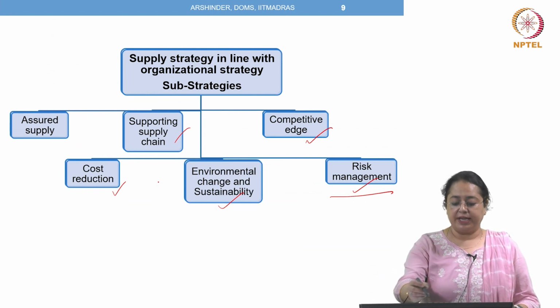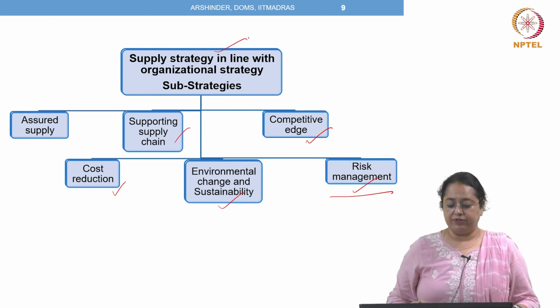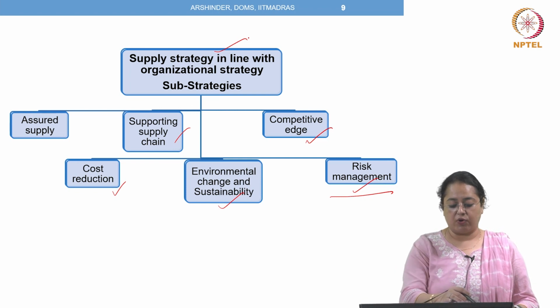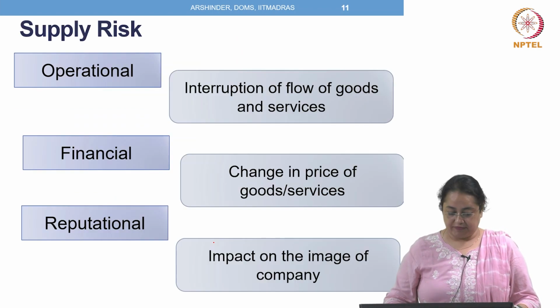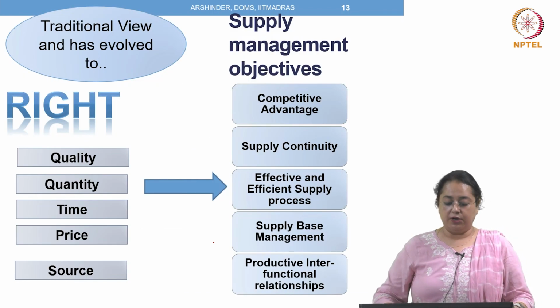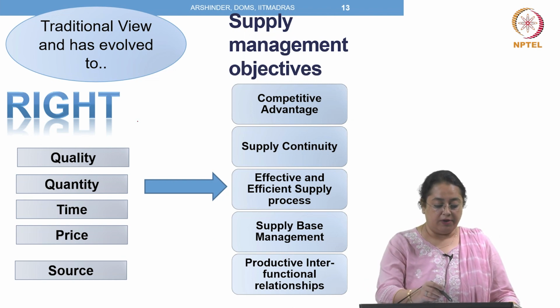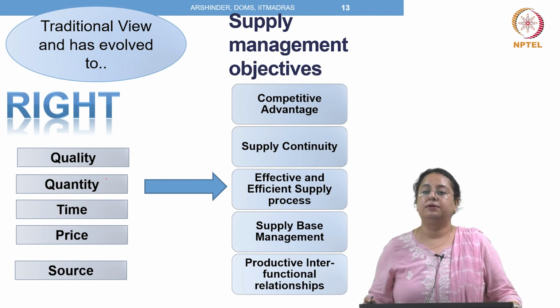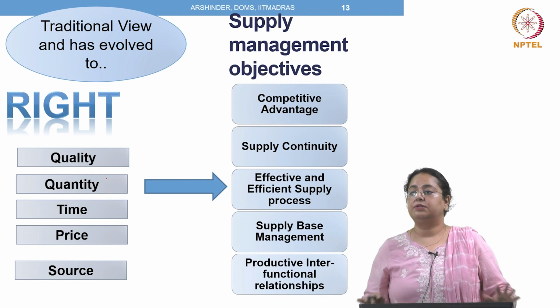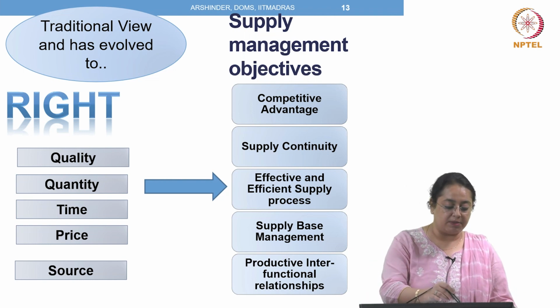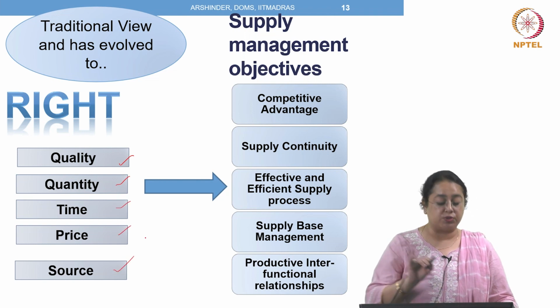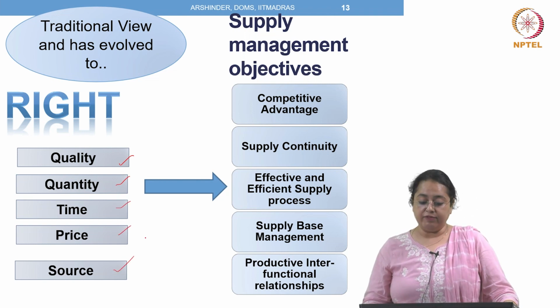So how can we have supply strategy in line with organization strategy? By following all these factors. How can we do that now? We have already learned that the traditional view is that supply management should focus on quality, quantity, time, price, source. But this is not enough, right?